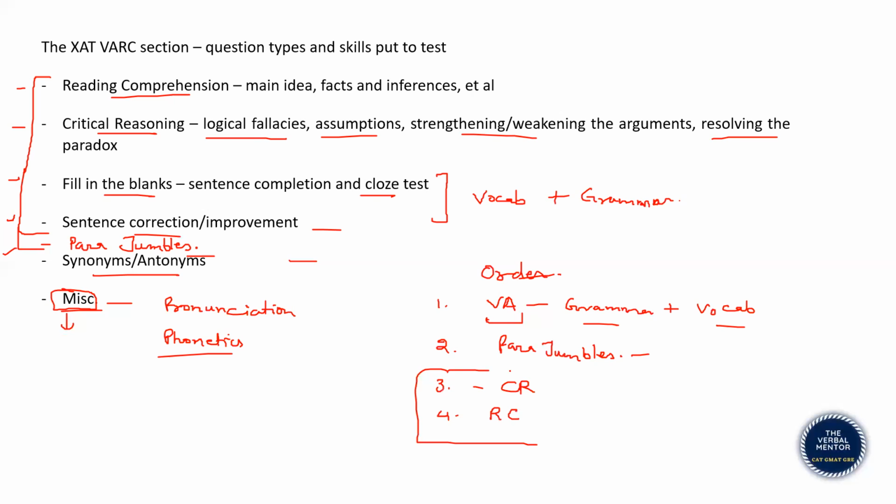Between critical reasoning and RC questions, you can choose the one which is your strength first. So if you think that CR is not a strength, it is not an area where you excel, you can start with RC. But in any case, you must start with verbal ability and parajumbles first. At least that is what I would recommend. I'm going to solve this entire set following the same order. Let us begin. All set.